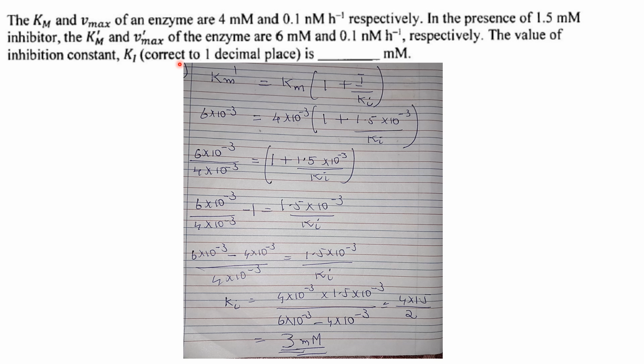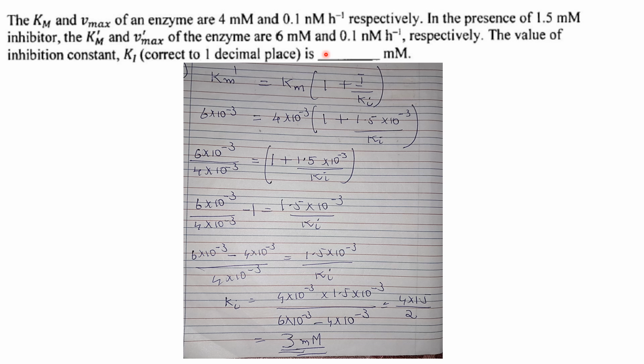So here if you see, you can see that the Vmax after addition of the inhibitor has not changed. It is 0.1 in the absence of inhibitor and 0.1 in the presence of inhibitor. So it is an example of competitive inhibition, whereas Km value has increased. So it shows competitive inhibition.